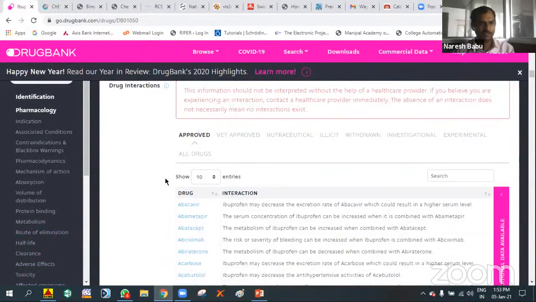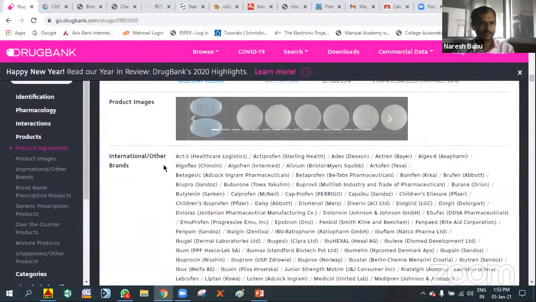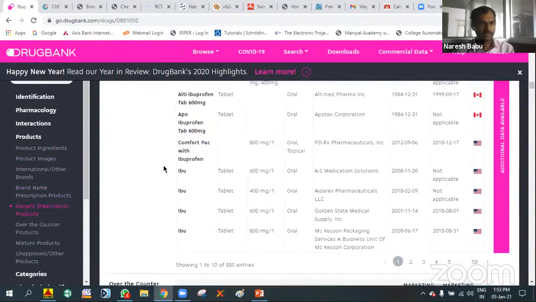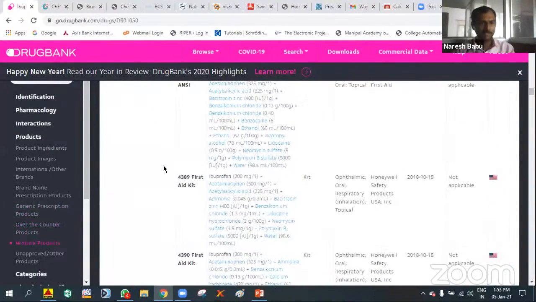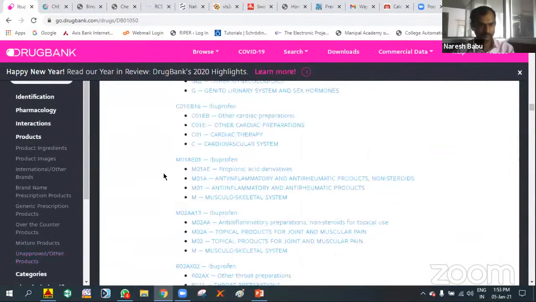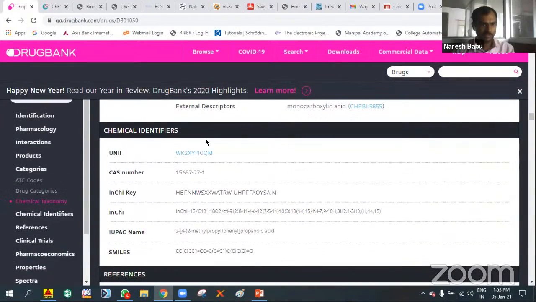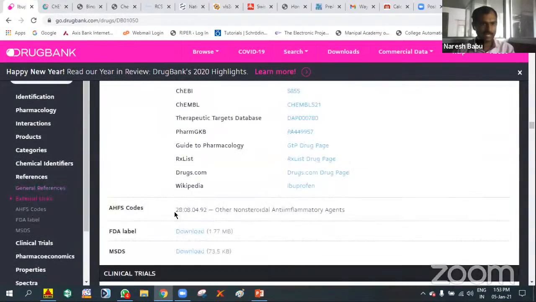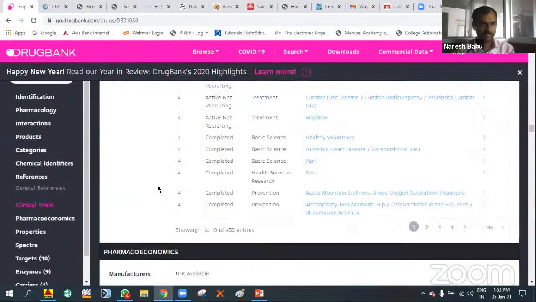drug interactions, and what are the different product ingredients. So different brand names of the compound, generic prescription products, brand names. All this complete information you can observe in this database, that is DrugBank. Here also you can observe the chemical identifiers, different references, clinical trials. These are the clinical trials related to ibuprofen.